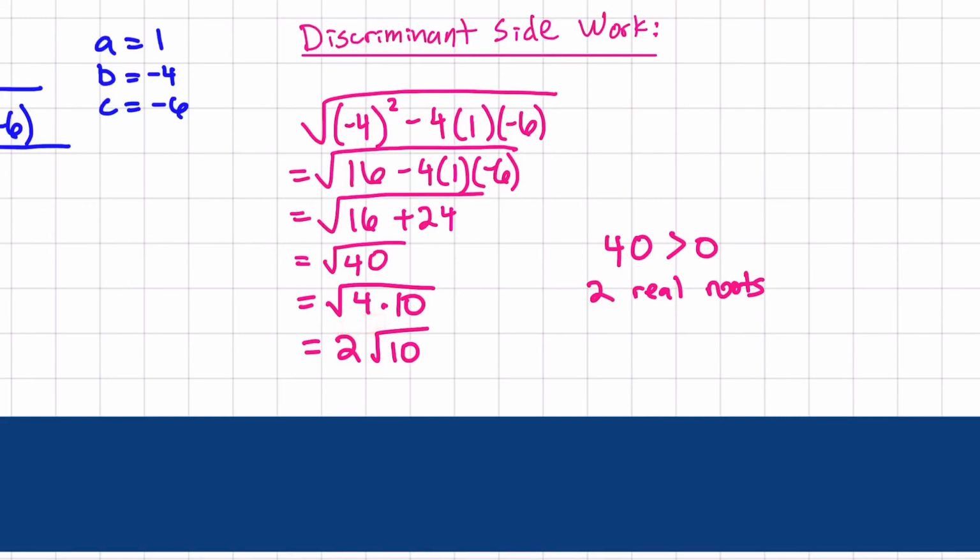And here's the tip. If you see a random even number, there's a 50% chance that 4 goes into that even number. So 4 does go into 40. That's 4 times 10. And 10 does not have a perfect square. So I can take the square root of the 4, and that's 2, and the 10 just stays inside. And again, from the discriminant, we knew that since 40 was positive, we had 2 real roots. So I'm going to now replace the discriminant with all of this.